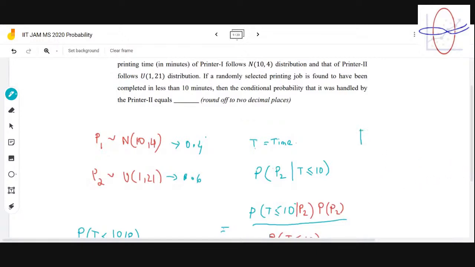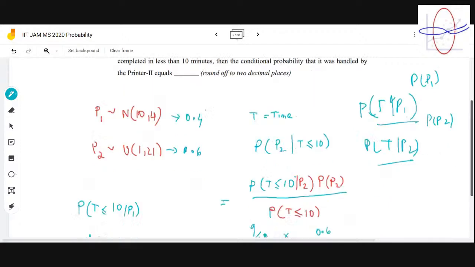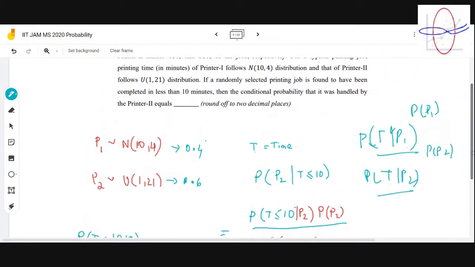Now the idea is that we know the probability of t given P1 and given P2. Try to understand what we know. Given P1 we know that it follows normal, and given P2 it follows uniform. So we know these results. Therefore, we also know the probability of P1, that it can be handled by P1, and by P2. We know this stuff, okay? And therefore naturally Bayes theorem comes up.